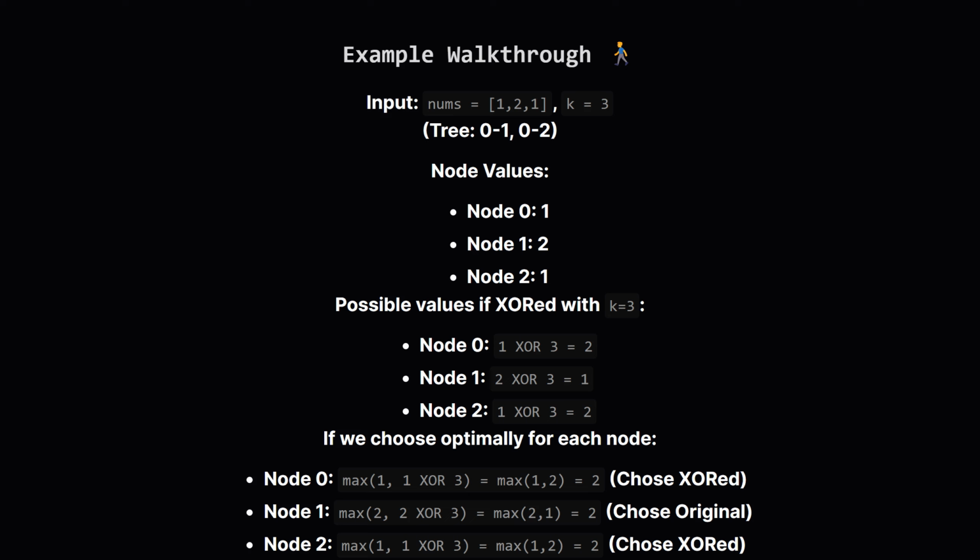Now, if we could just pick the best value for each node independently. For node 0, 2 is better than 1, so we'd pick 2. For node 1, 2 is better than 1, so we'd pick 2. For node 2, 2 is better than 1, so we'd pick 2. This would give us a sum of 2 plus 2 plus 2, which is 6. Notice here we decided to XOR node 0 and node 2, but not node 1. That's two nodes being XORed. We'll come back to why that number is important. The example output is indeed 6.